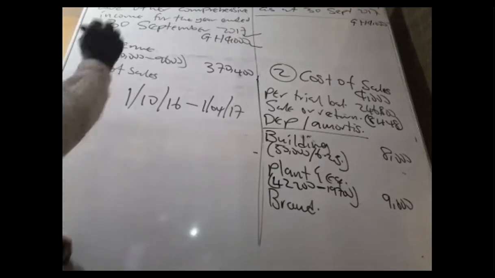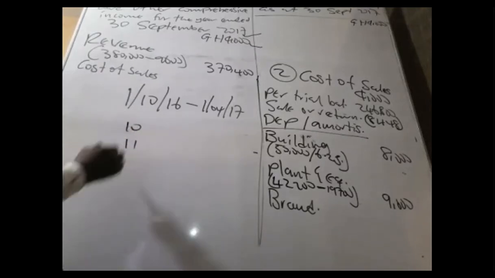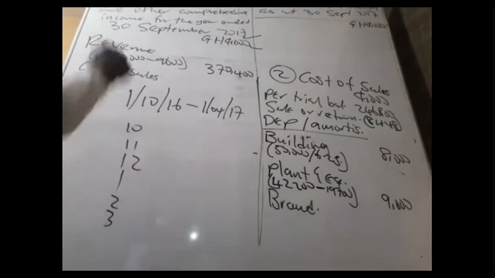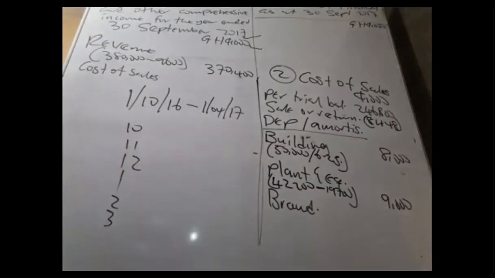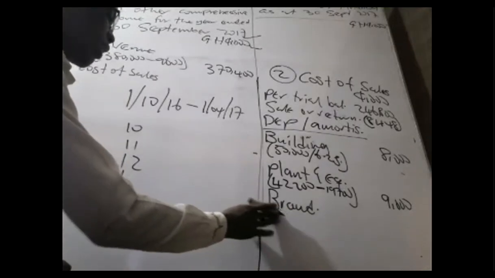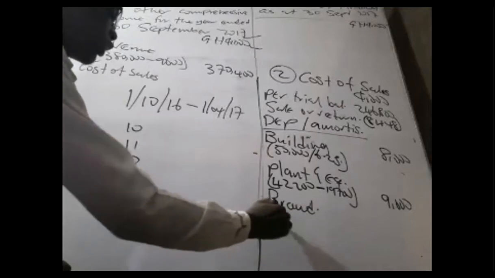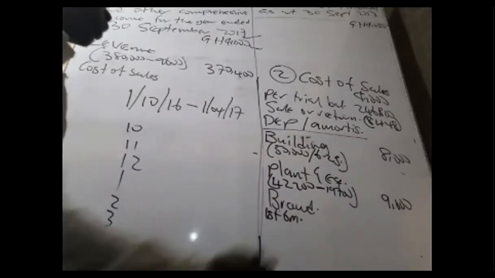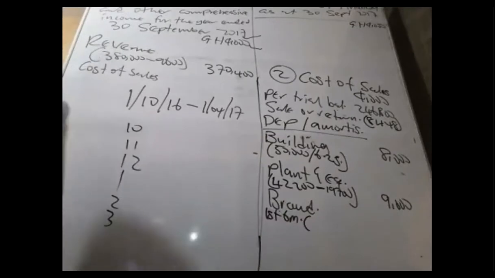Let's count. So October will be first, will be part. November, December, January, February, March. April will not be part, right? No, April will not be part. So 1, 2, 3, 4, 5, 6 months. So you have to depreciate it for 6 months because of the impairment. So you come for first 6 months and second 6 months. So let's go, brand. First 6 months depreciation or amortization. So let's go and calculate it for 6 months. Let's then pick the details.